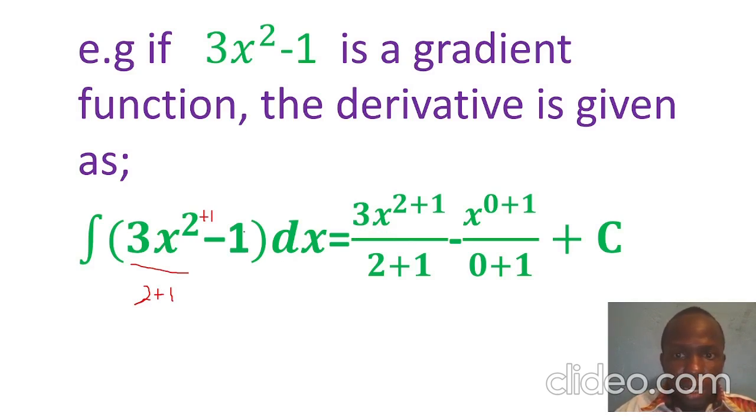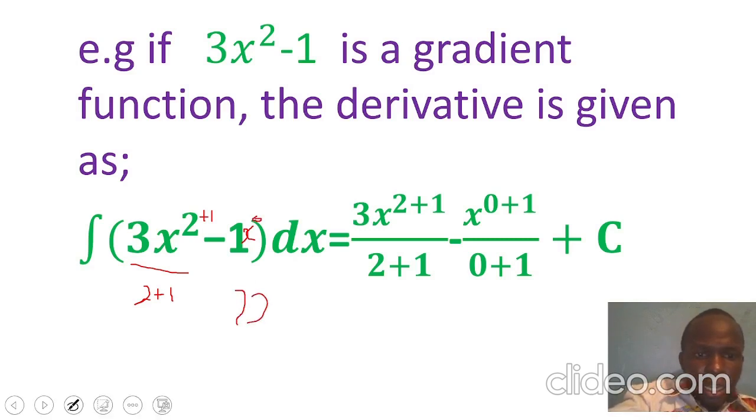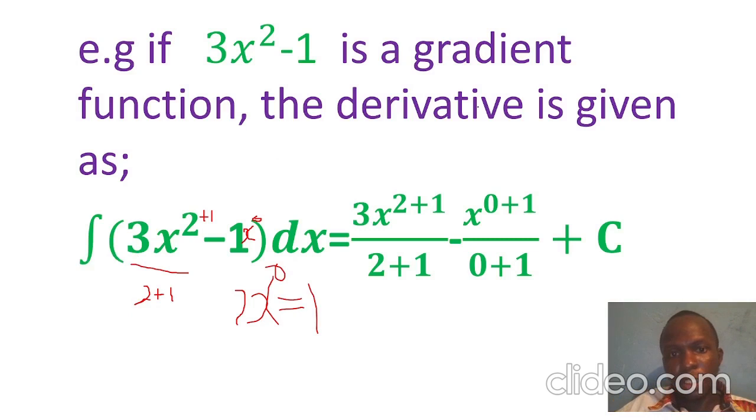Now, this 1 is the same as 1 times x raised to power 0. And you need to note that x raised to power 0 is equal to 1. You need to note that. After noting that, we can comfortably say the integral of 1 is equal to x power 0 plus 1, as shown there, divided by 0 plus 1, plus c.